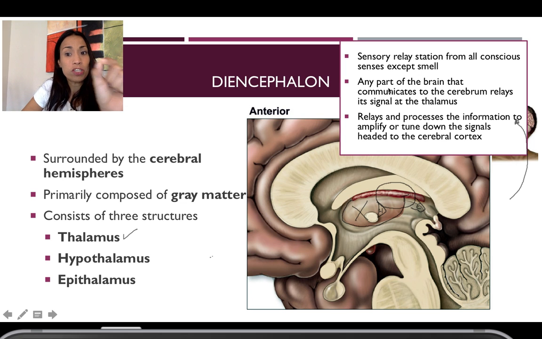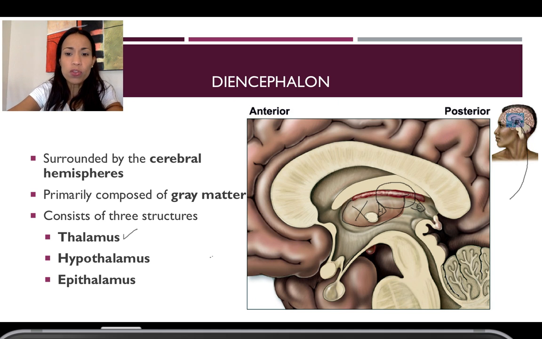Not just sensory information, but any information getting to the cerebrum, to the cerebral cortex, specifically to the gray matter, has to pass by the thalamus. And the thalamus either amplifies or tunes down the signal, so we are or we're not aware of that. And like I said before, it is a router. So it's from there the information reaches the specific areas in the cerebral cortex to be processed, associated, and analyzed. So that's the thalamus.